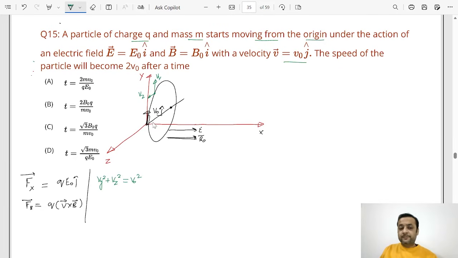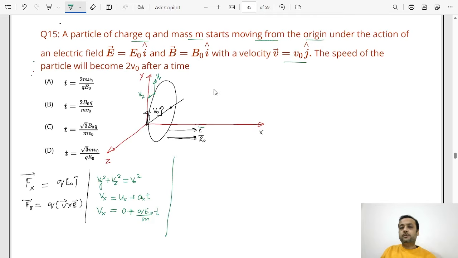Now let's look along the x-axis. What happens along the x-axis? The electric field is constantly accelerating the particle. The magnetic force is not doing anything. So you can write velocity along x equals ux plus acceleration along x into time, because of the constant nature of acceleration. ux is 0, and acceleration along the x-axis is force along the x-axis, which is q E naught upon mass. So acceleration into time will be vx.